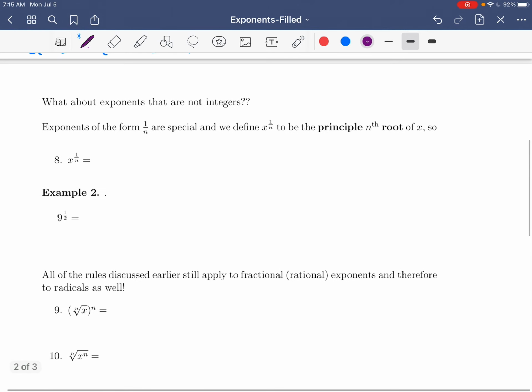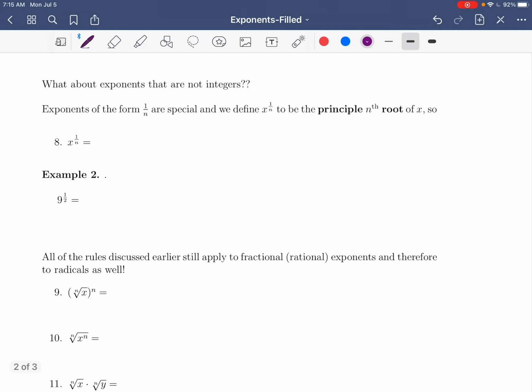Okay, now what about when the exponents are not integers? So exponents of the form 1 over n, they're special. So x to the 1 over n is called the principal nth root of x. And the way that we write it, so x to the 1 over n, you write it as the nth root of x.